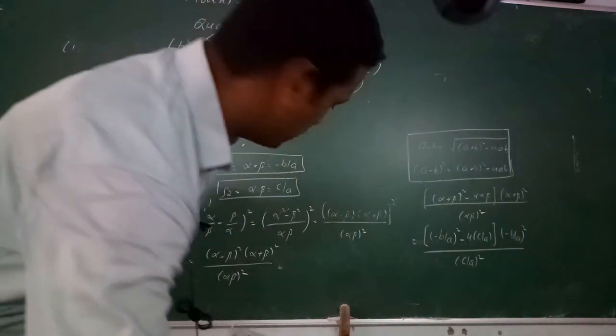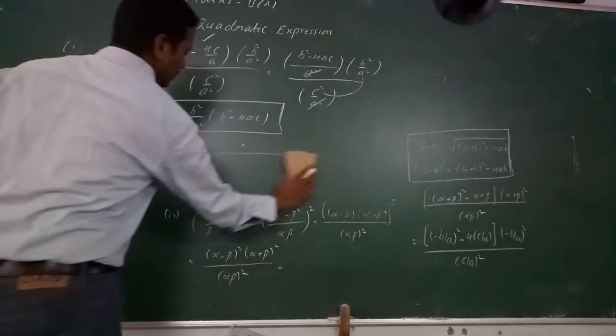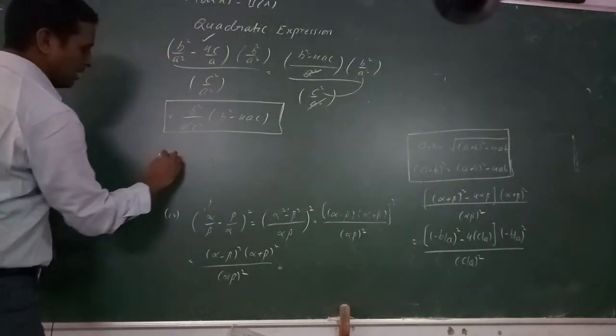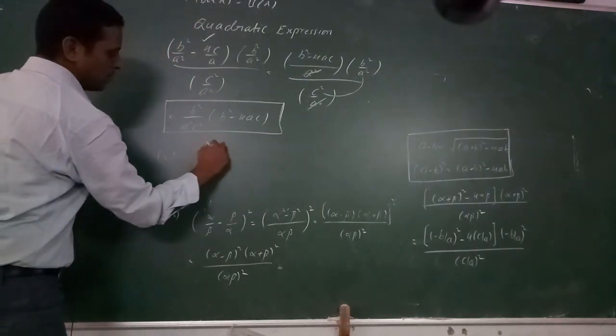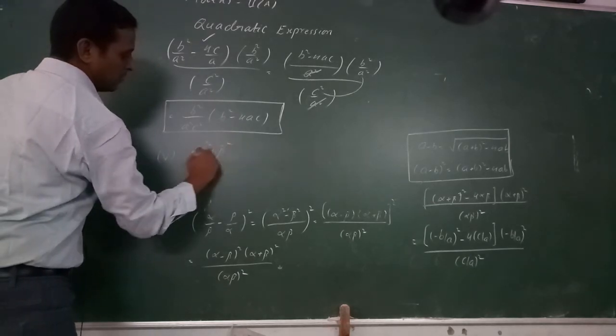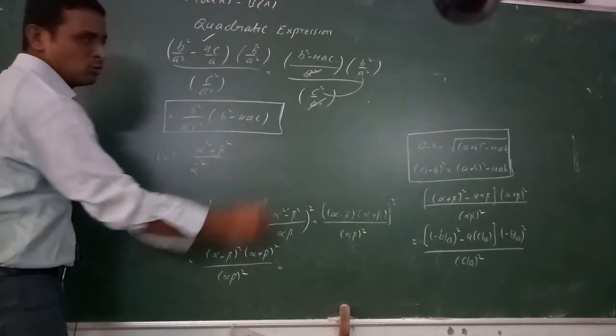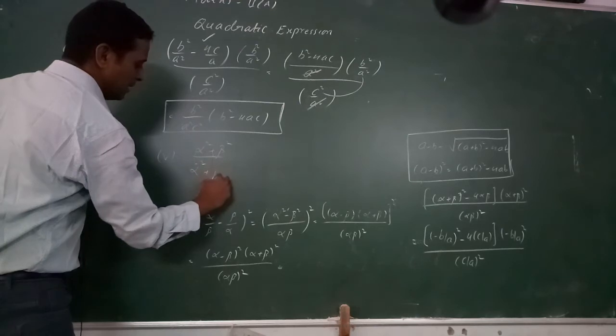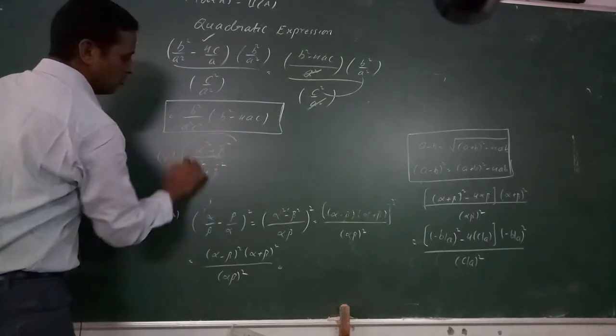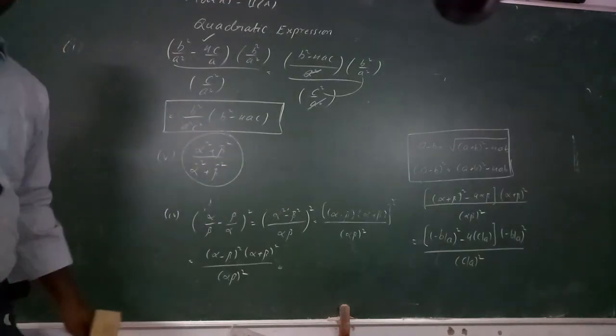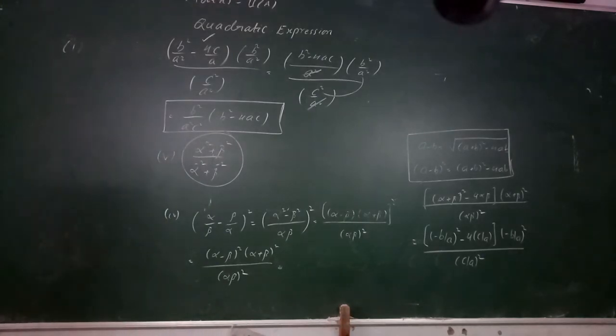And one problem is homework. The final problem is alpha square plus beta square by alpha power 2 minus beta power 2. This is the homework one. Any doubt?